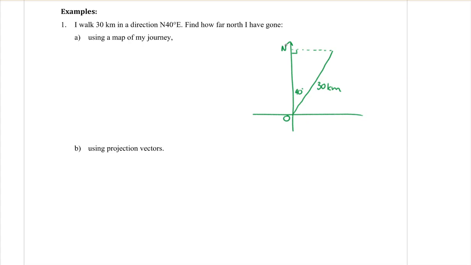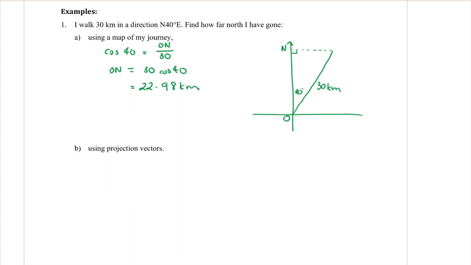Using right-angled triangles, SOHCAHTOA, I want to find the adjacent side, and I know the hypotenuse is 30, so I'm going to use cos. So cos of 40 equals the adjacent, which I'm going to call ON, over the hypotenuse, which is 30. To find ON, I just have to multiply the 30 across to the other side. So 30 times cos 40 is equal to 22.98 kilometers. Pretty straightforward, right?